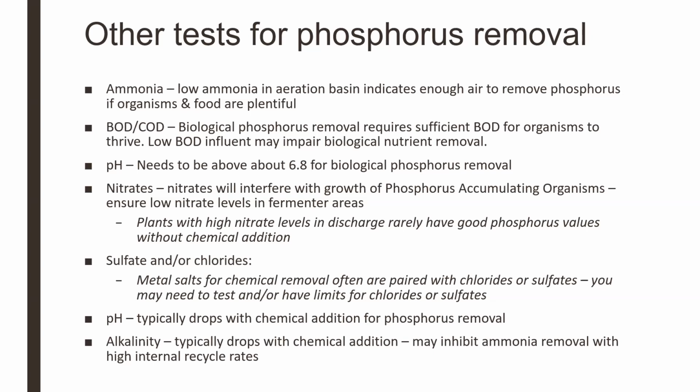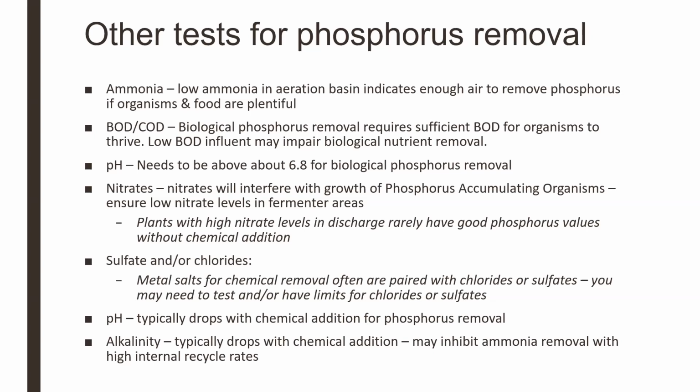Sulfate and/or chlorides. Metal salts, if you are adding chemical to reduce phosphorus, are typically paired with chlorides or sulfates. Your permit may have testing requirements. Your receiving water body may have total maximum daily loads for sulfates or chlorides. It's important you understand what is going on because it can impact your ability to remove phosphorus chemically. You may have to change out your chemical for another one in case of chloride or sulfate impairments or limits at your plant.